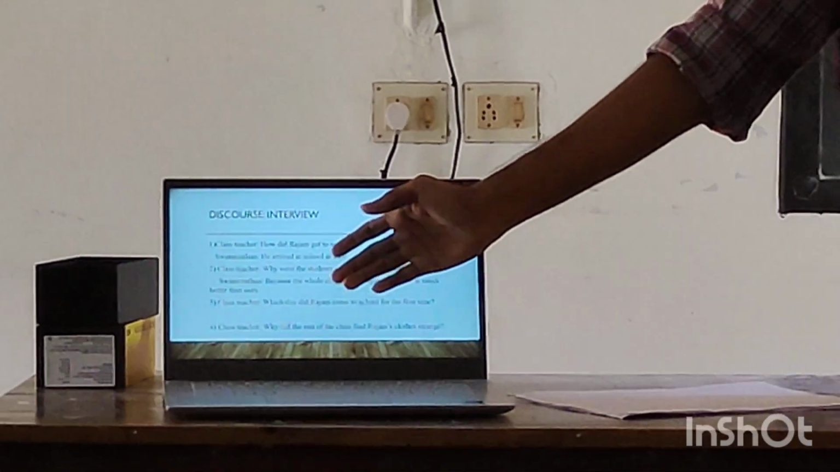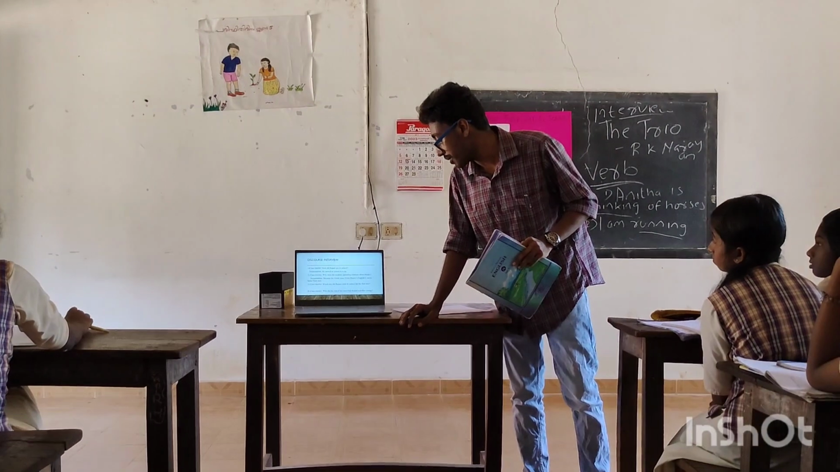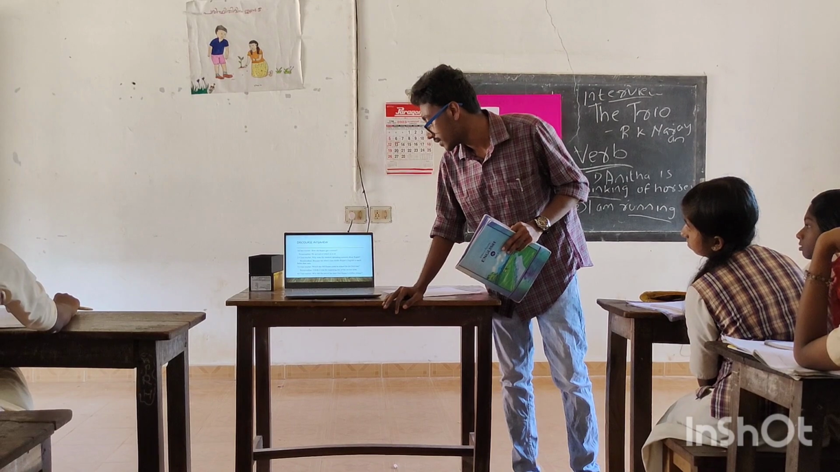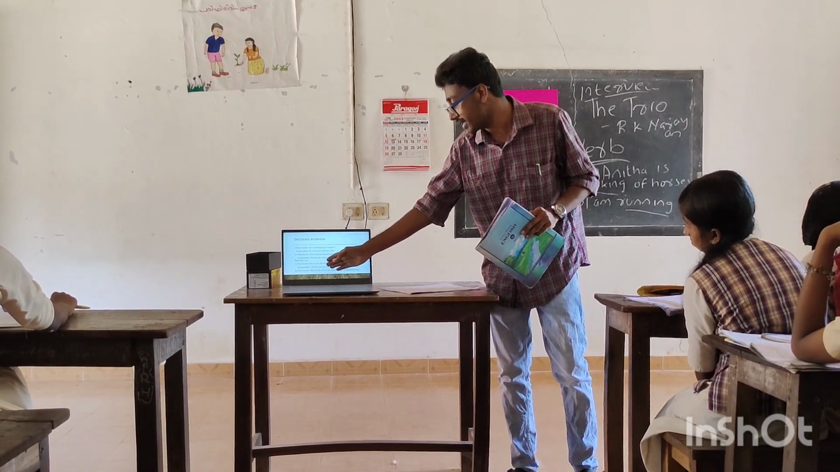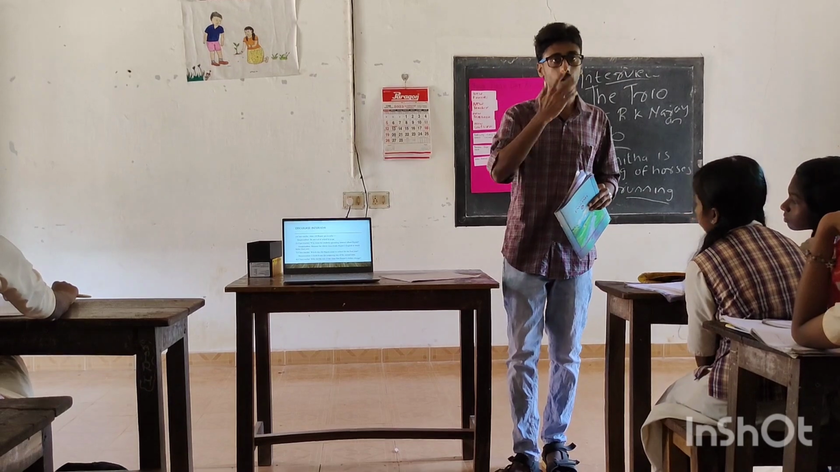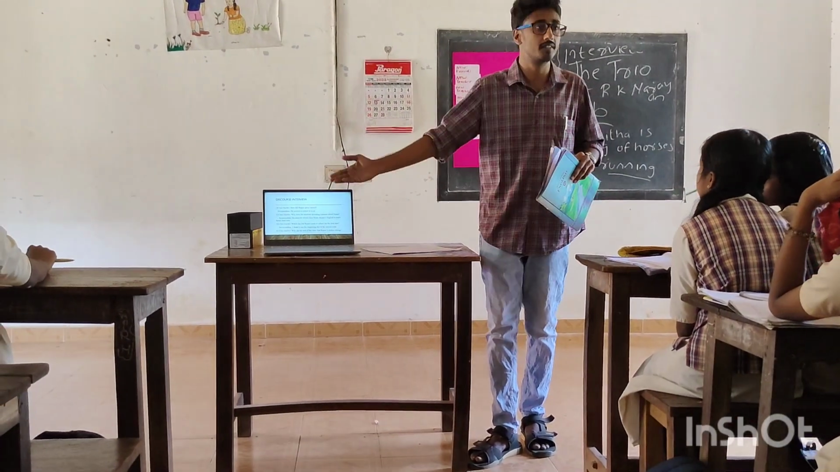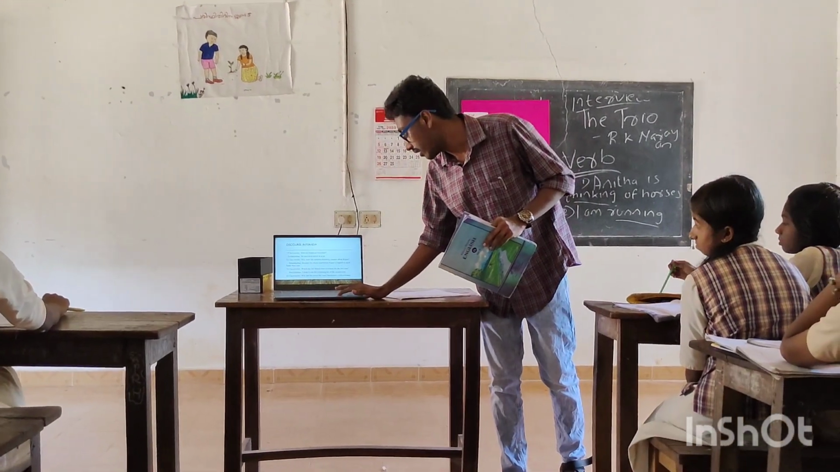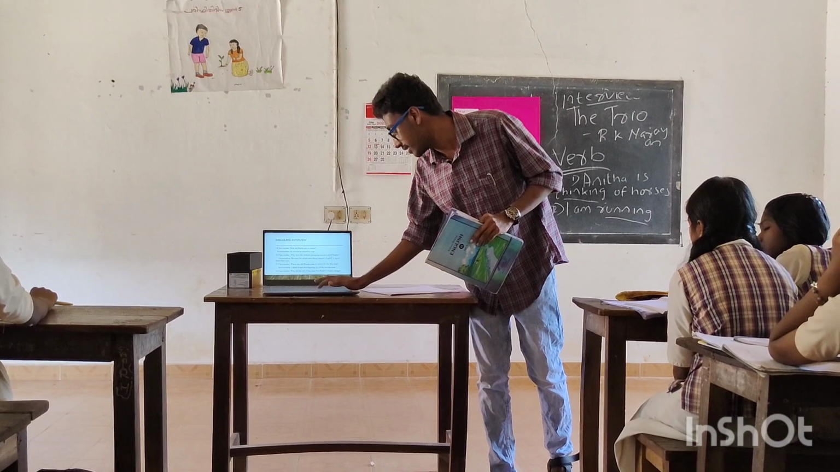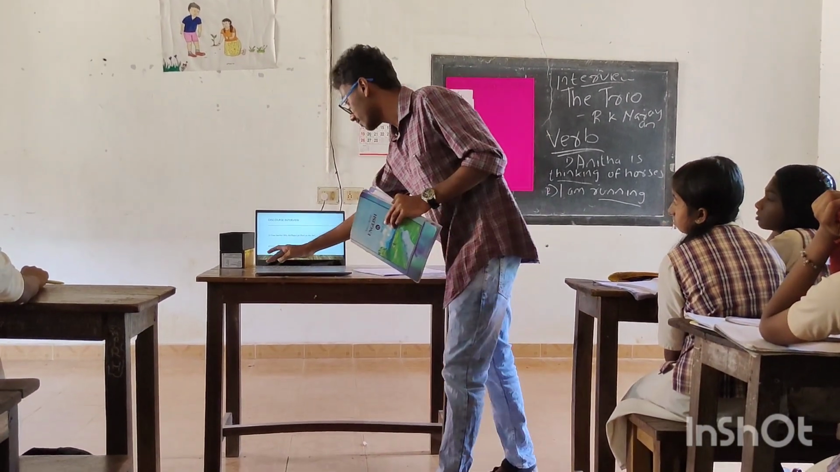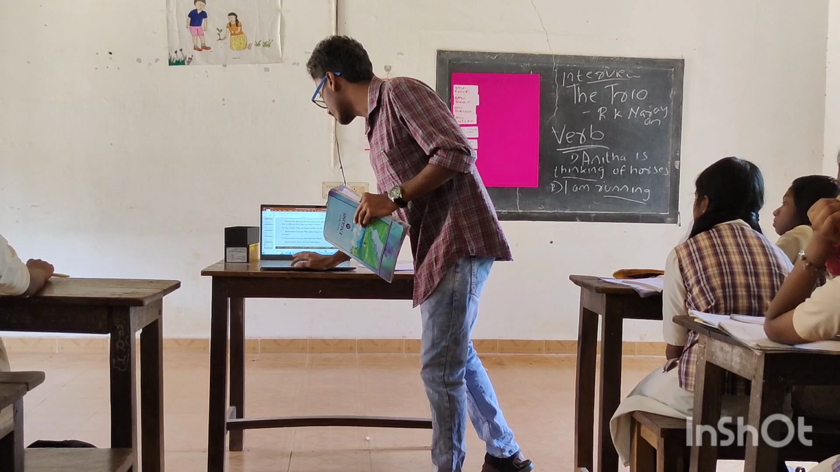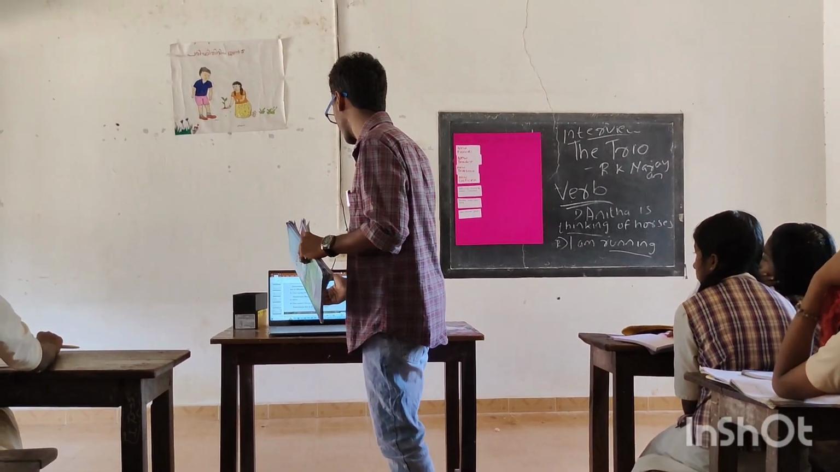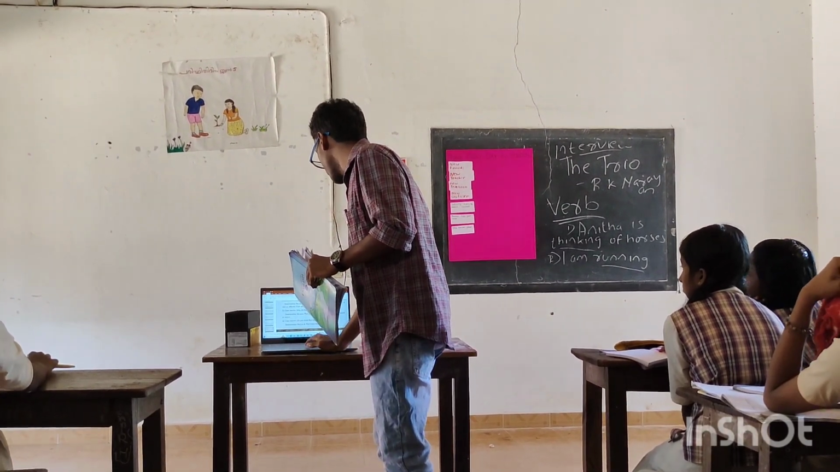Now, which day did Rajam come to school for the first day? And Swaminathan says, I think it was the reopening day of the second term. Who is saying these answers? Swaminathan. And finally, why did the rest of the class find Rajam's clothes strange? Because he wore socks, cap, tie, knickers, and it was so different from the rest of them.